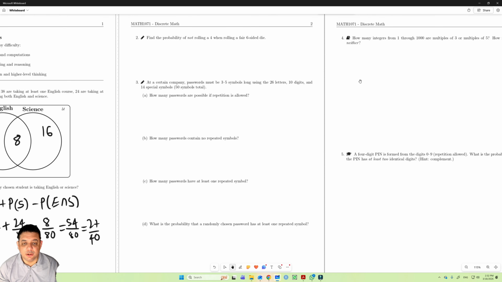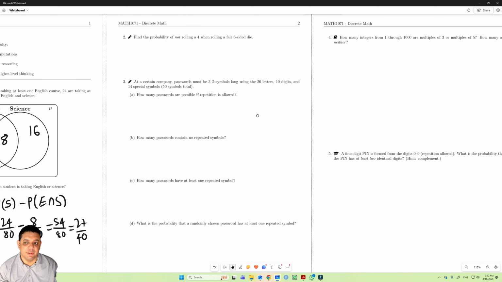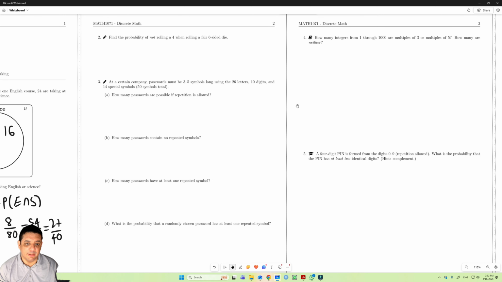Now, question number 2. We change gears now. We're going to be working with the probability of not rolling a 4 when we're rolling a fair die. So the thing is, not rolling is a complement. So the probability of not 4 can be seen as 1 minus the probability of rolling a 4. And in a single die, the probability of rolling a 4 is 1 out of 6. So this will be 5 out of 6. And that's it.